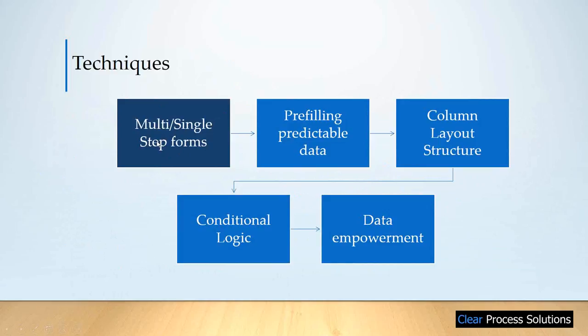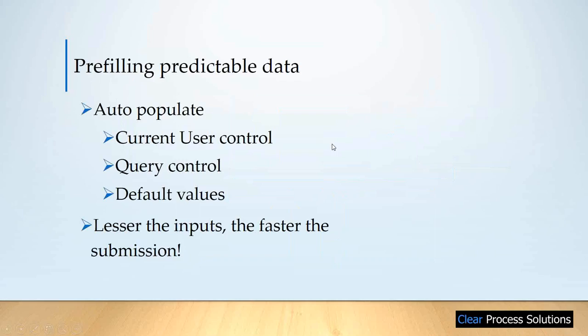We just completed the first one, right? We talked a little bit about multi and single step forms and how splitting it up can be quicker to market and quicker to submission for our end users. Now let's go to our next one. We have pre-filling out predictable data.